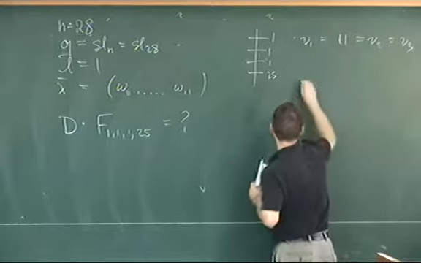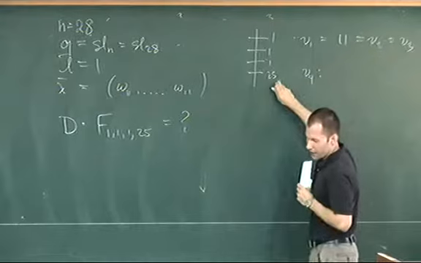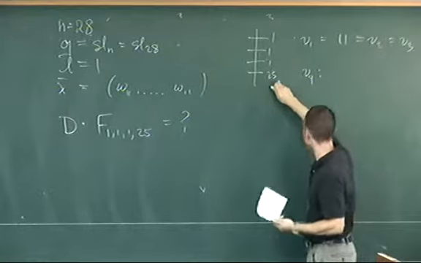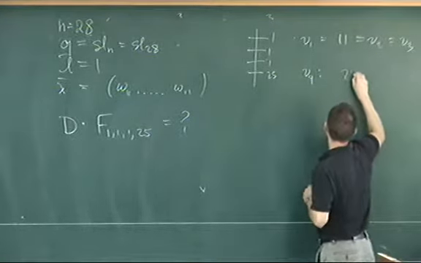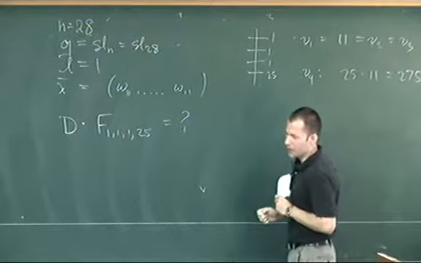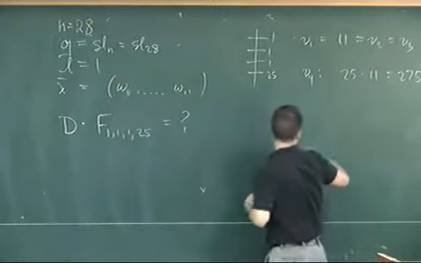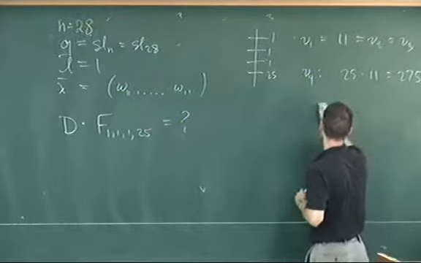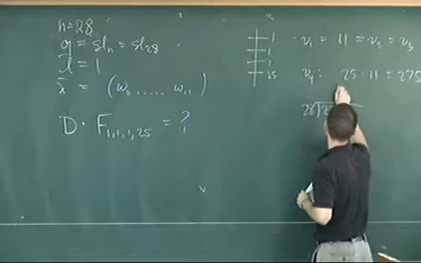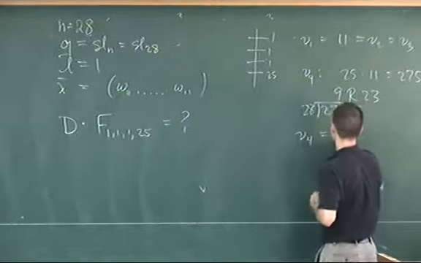My last point, what am I supposed to do? I have 25 points, and they all have weight omega 11. So I have 25 times 11 is 275, and I'm supposed to find the remainder of that mod m, which is actually equal to n in this case. 275 divided by 28 is 9, with a remainder of 23, and so nu sub 4 is 23.